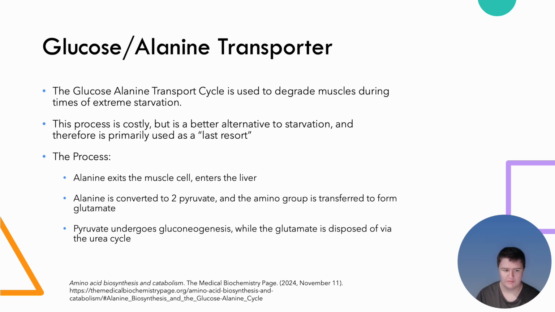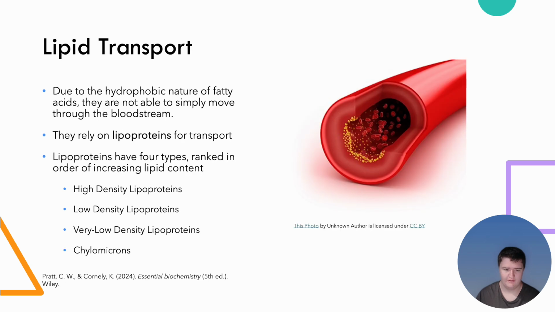And then the amino group that we had on the alanine is going to be transferred, and that's going to make glutamate. And then the pyruvate is going to go back up through gluconeogenesis, and the glutamate is going to go back to the urea cycle to dispose of the amino group. So, like I said, super expensive, right? We would really try not to break down our muscles, but if there is nothing else that we can do to get glucose, this is one way that we can do it.